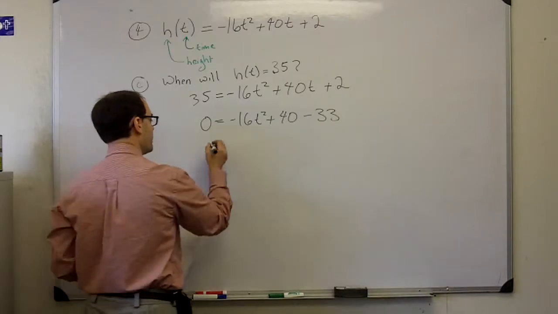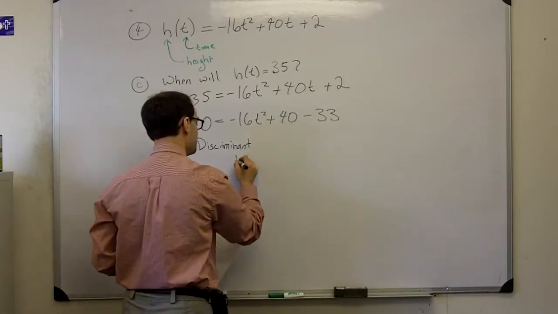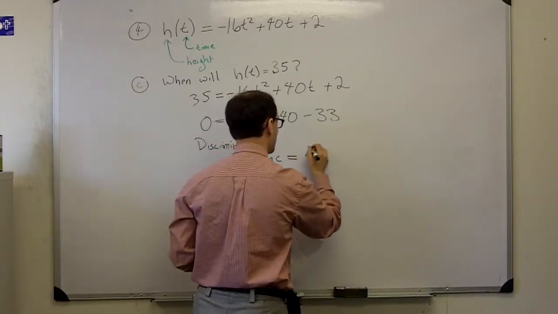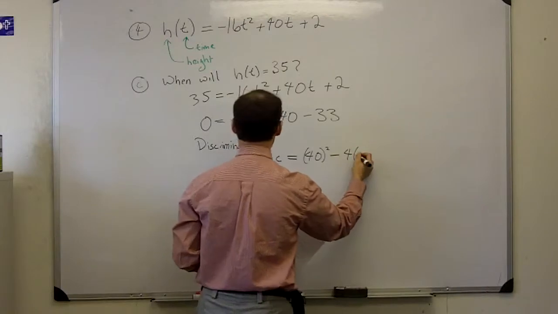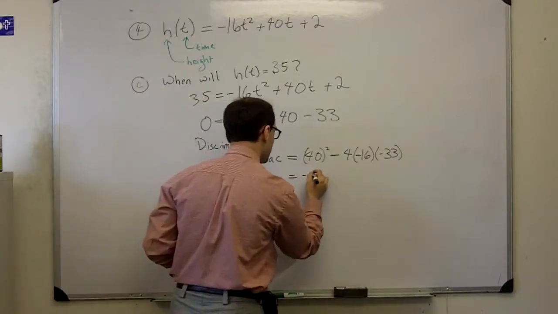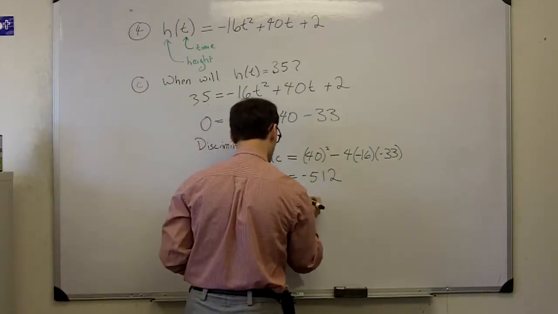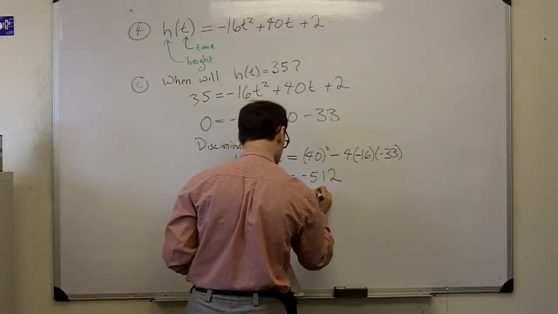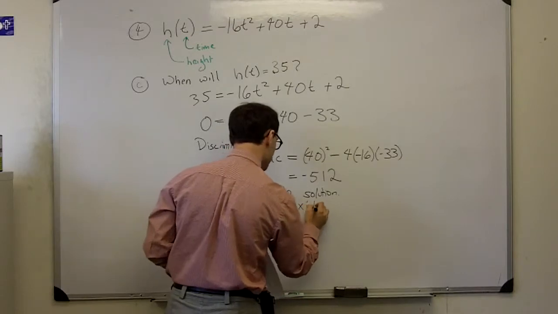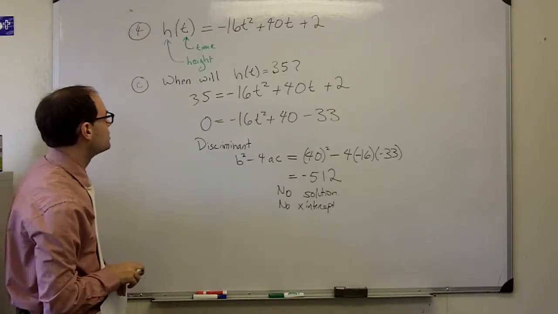And let's just check the discriminant. That's b squared minus 4ac. And what's b squared? That's 40 squared. 4 times a times c. When you do this out, this ends up being negative 512. It's negative, so there is no solution, which means, or put another way, there is no x-intercept for this quadratic polynomial. Now, what have we been doing? What do I mean by no solution?